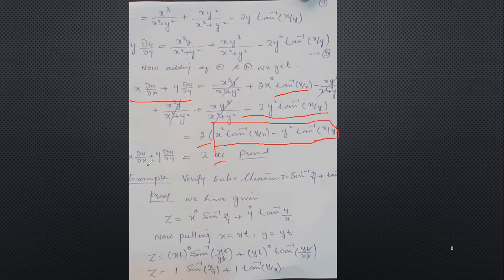So we proved that x into the partial derivative of u with respect to x plus y times the partial derivative of u with respect to y is equal to 2u. So we proved Euler theorem.